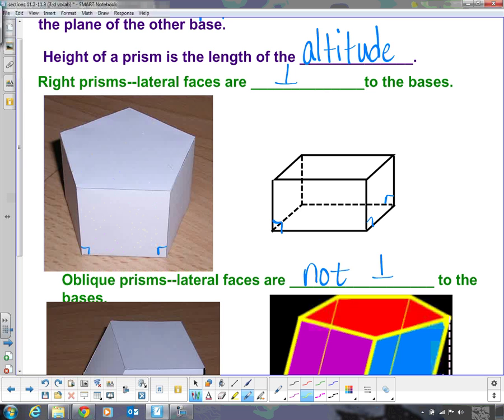Now, someone in first period said that the oblique prism volume would be different than the right prism volume. If they have the same base and the same height, that's not going to be true. This is a ream of paper, and right now it's supposed to be as much of a right prism as possible. Do you agree? Now, if I were to take this paper and just push this, what have I now formed? An oblique rectangular prism.